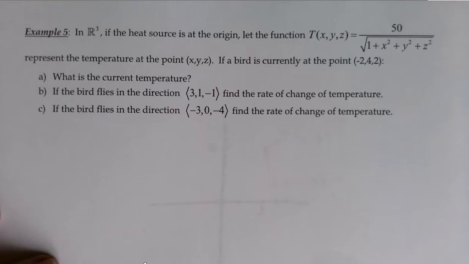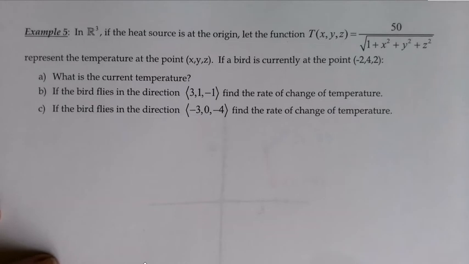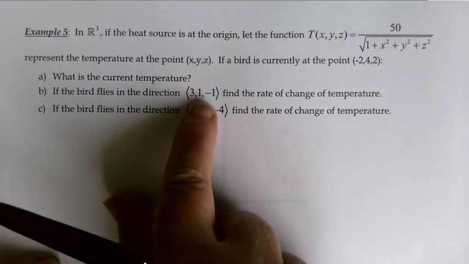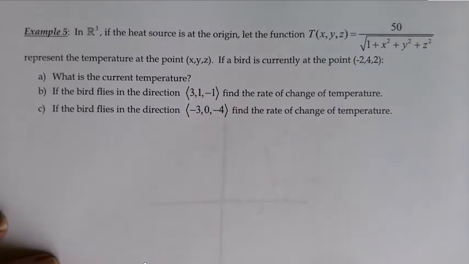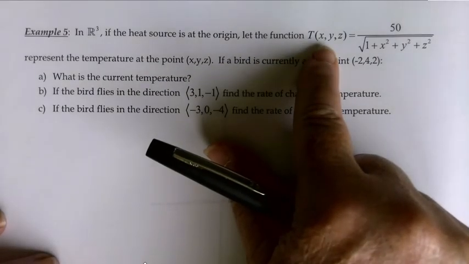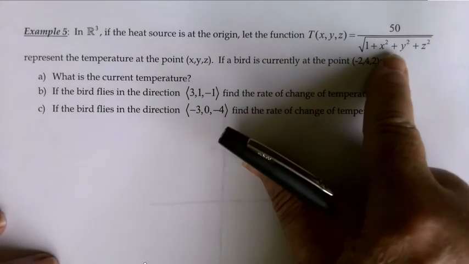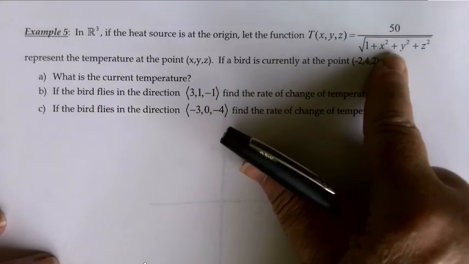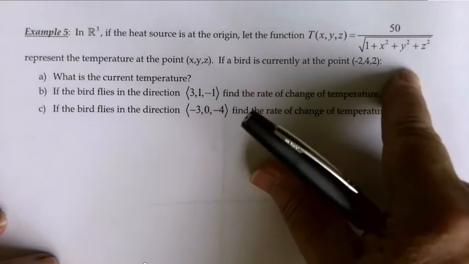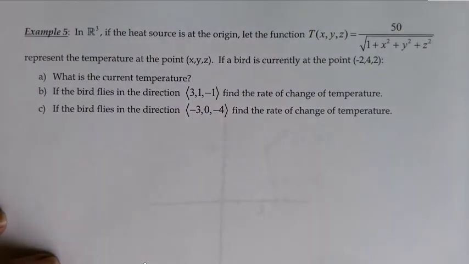In this case, instead of crawling around an ant in a plane, we have a 3-dimensional situation where a bird is flying around. So it has a 3-dimensional location, and it can travel in the direction of a 3-dimensional vector. Here's my temperature function. Notice same idea, the heat source is at the origin. At 0, 0, 0, the temperature would be 50, that's as large as it can be. And the larger the x and the y and the z become, the smaller the value of the overall fraction. The temperature gets cooler.